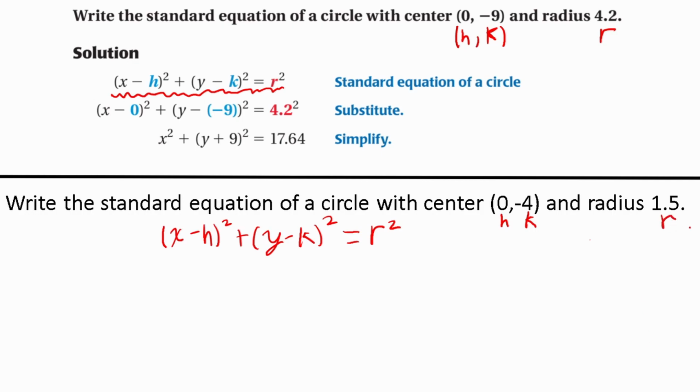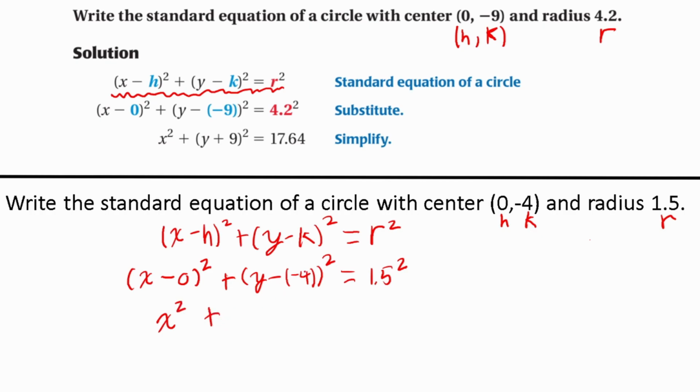So all we have to do is substitute things in. We get x minus 0, just like we had above, plus y minus a -4, just like we had above, equals 1.5 squared. So now that we just did this substitution step, that middle step right here, and it looks similar, we can use these same ideas to simplify. X minus 0 means nothing. When you're taking away nothing from something, it doesn't do anything. So that's just going to leave us with x squared.